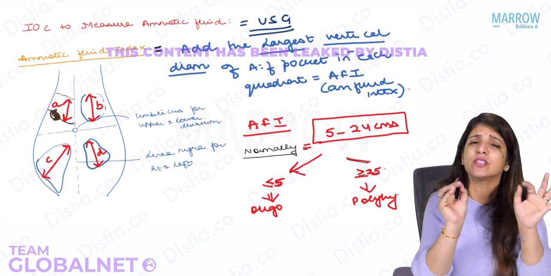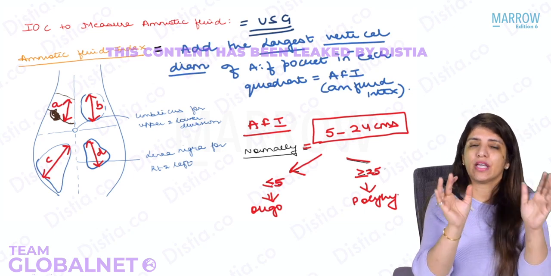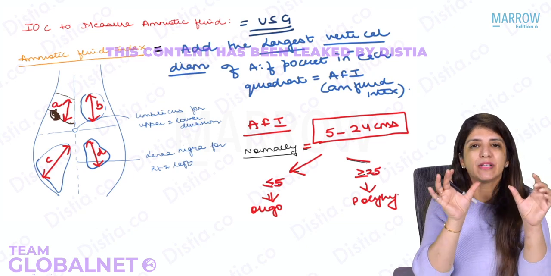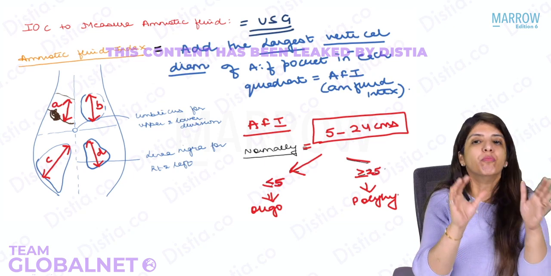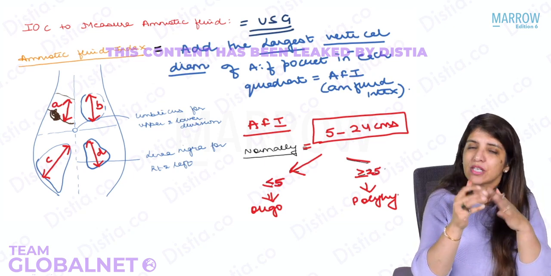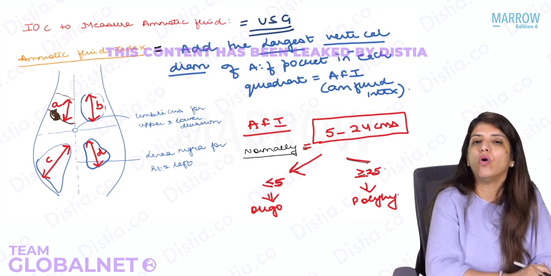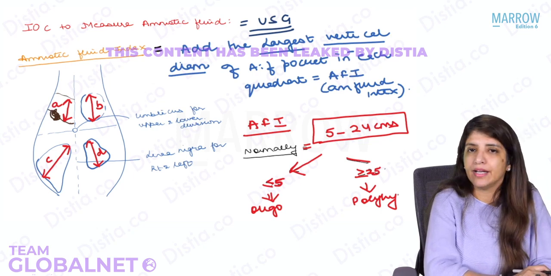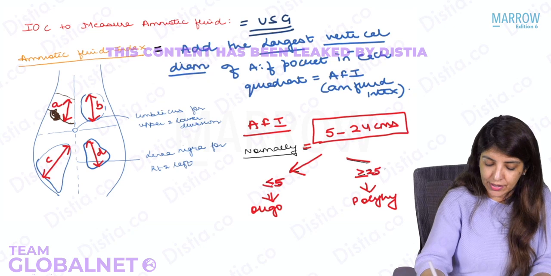So this small difference may be seen in different textbooks. But what you remember is, if amniotic fluid is between 5 to 24, it's generally taken as normal. The moment it becomes 25 or more than 25, that is polyhydramnios. If it is 5 and less than 5, then it is oligohydramnios. Clear to all of you? So this is what is amniotic fluid index.